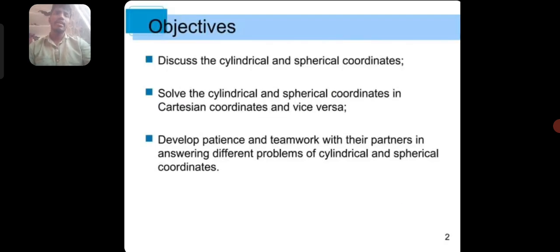solve the cylindrical and spherical coordinates in Cartesian coordinates and vice versa, develop patience and teamwork with their partners in answering different problems of cylindrical and spherical coordinates.